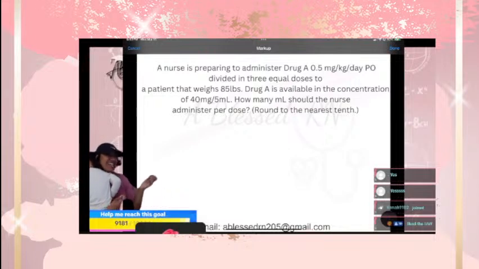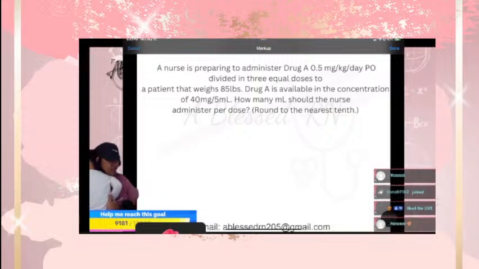I'm just kidding. Okay, so a nurse is preparing to administer drug A, 0.5 milligrams per kilogram per day, by mouth, divided into 3 equal doses to a patient that weighs 85 pounds. Drug A is available in the concentration of 40 milligrams per 5 mLs. How many milliliters should the nurse administer per dose?